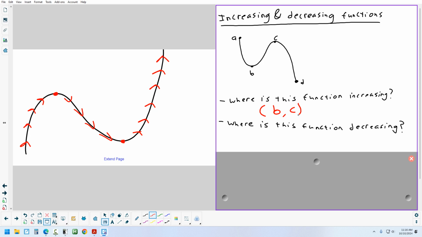Yep. Between A and B. Yep, it's decreasing between A and B, and between C and D.